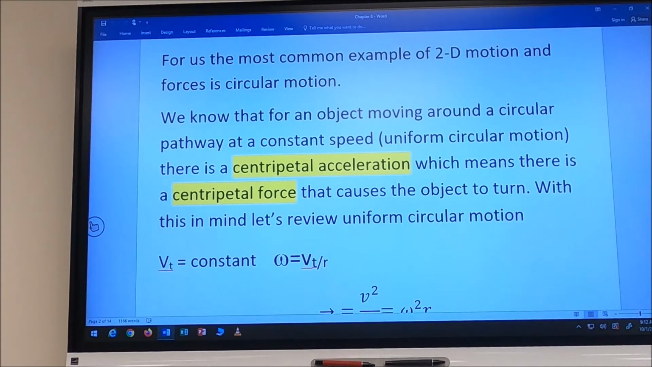a changing speed. Okay? We know from earlier work that an object moving around a circular pathway at a constant speed is called uniform circular motion, and that it has a centripetal acceleration, which means it has to have a centripetal force that causes the object to turn. With this in mind, let's review circular motion. Okay? Get it reset in our brain, and talk about then the force.